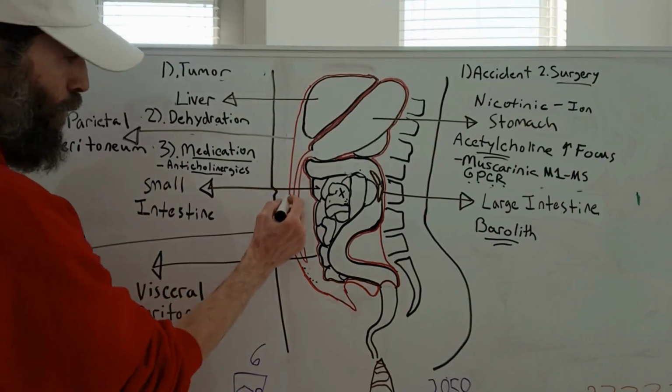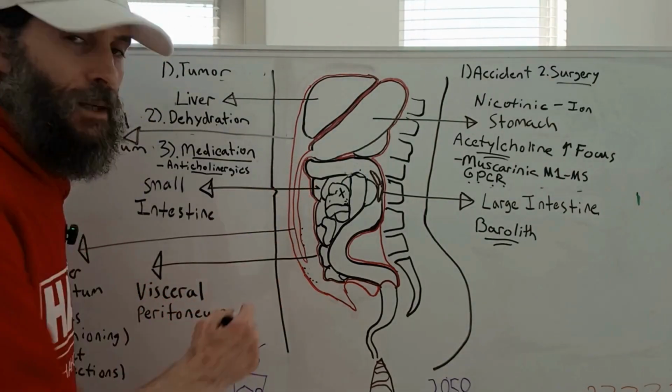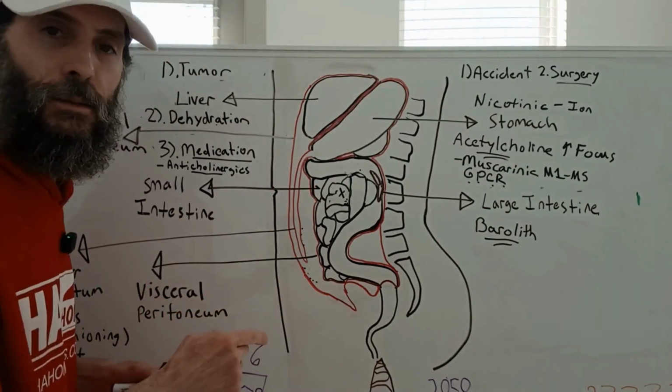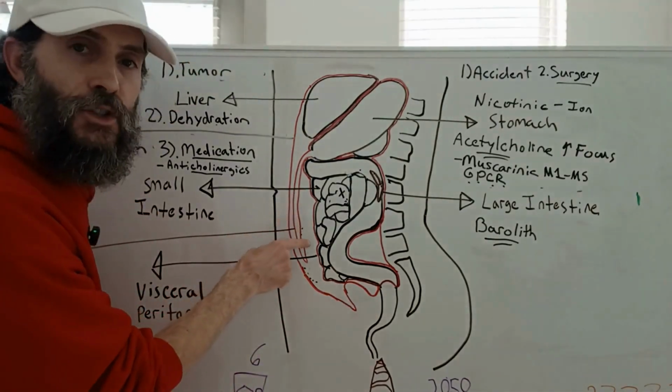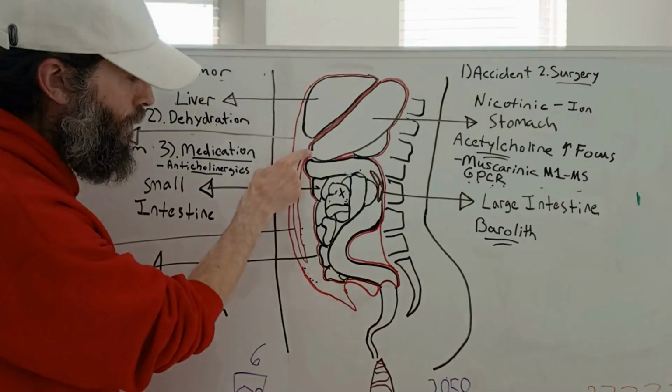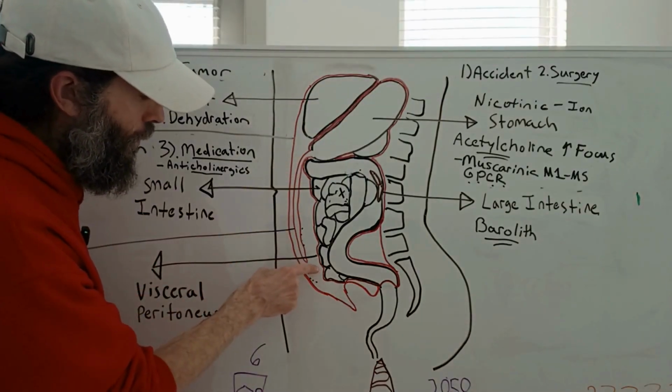So what is this red area? I don't know if you can see it. Maybe I can zoom in. Oh yeah, you can see it because I'm looking at myself here. This double loop right here goes from the bottom of the stomach to the bottom of the small intestine.